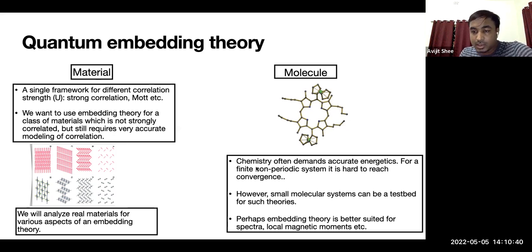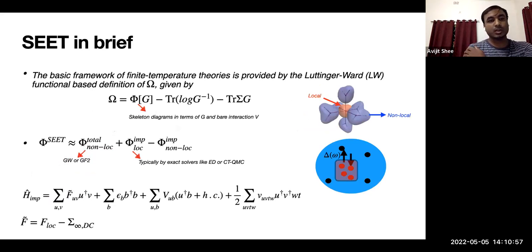And lastly, embedding theories can be used for molecules just for some local magnetic moments and for some spectra, meaning that one can only focus on the valence region.